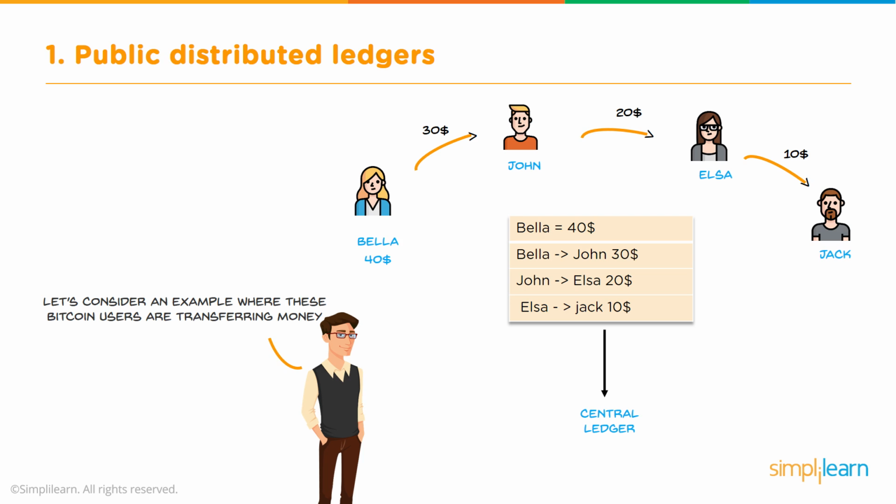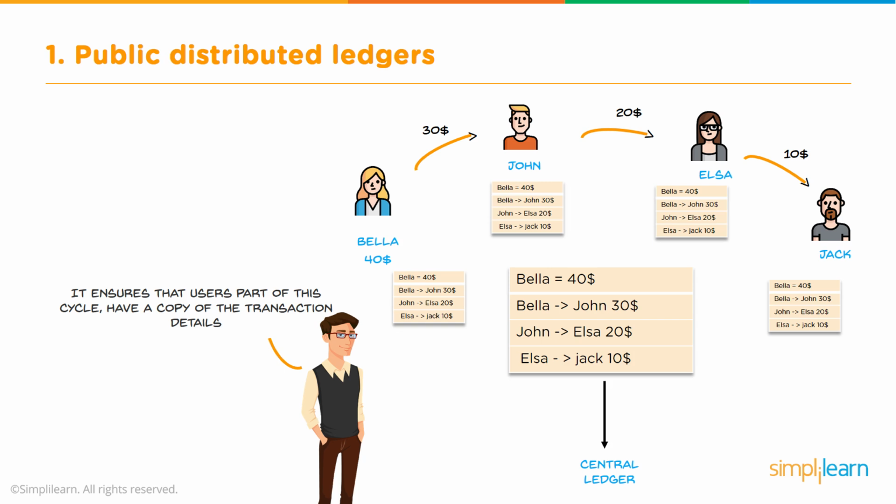Now let's take an example where these Bitcoin users are transferring money. Here Bella is trying to transfer money to John, John is trying to transfer money to Elsa, and Elsa is trying to transfer money to Jack. So these are the three transactions which are to be initiated. Now suppose these transactions were happening on a central ledger and it gets corrupted. There is a chance of the data getting tampered. To solve this problem, a public distributed ledger plays a vital role. It ensures that users who are part of this cycle have a copy of the transaction details.